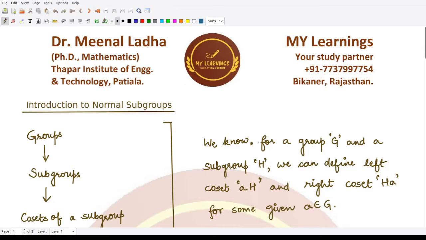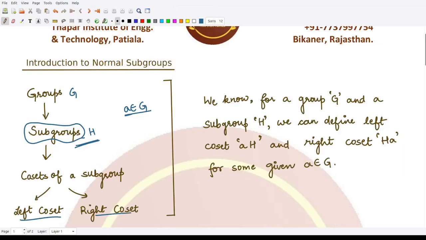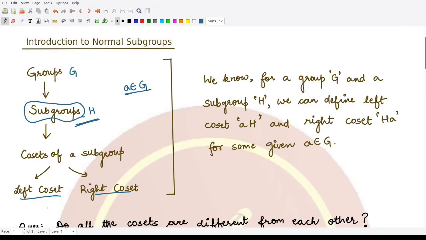So we already know that for any given group G, we can define a subgroup, let's call it H, and for that particular subgroup, we may have many cosets. If we take some element A from this group G, then corresponding to this A and this subgroup H, we may define either the left coset or the right coset. How do you define a left coset? It would be the element A taken from the group together with H, and the right coset would be HA.